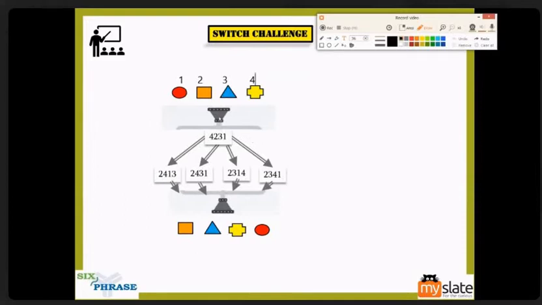Because this funnel, guys, is taking as input 1, 2, 3, 4, and giving as output 4, 2, 3, 1, which means the symbol which was fourth in the input will be placed at the first position. The symbol which was second in the input will be placed in the second position, the symbol which is third in the input in the third position, and first in the input is fourth position. So this is the output of this rectangle. Now that output goes to all the remaining 4.